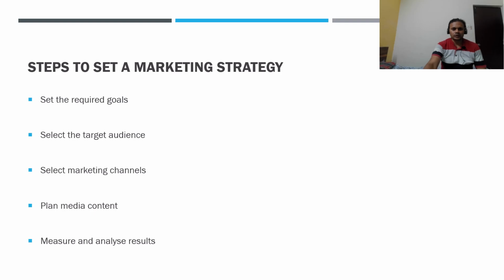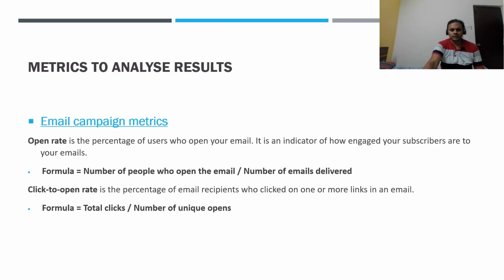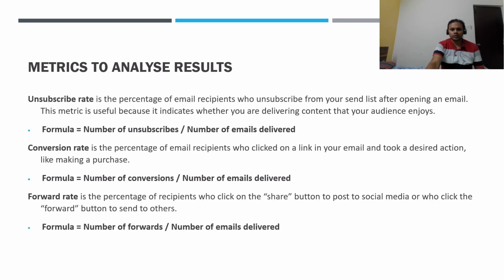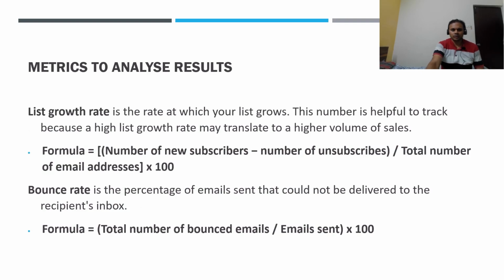So in the last few weeks, we had discussed the various steps of setting up a marketing strategy. We talked about goal setting, audience identification, marketing channels, media content, and last week we also discussed measuring and analyzing results. In that context, we discussed email campaign metrics. We talked about open rate, click-through rate, bounce rate and unsubscription rate and all of the other metrics that are out there. This week we'll be continuing further with more such metrics.